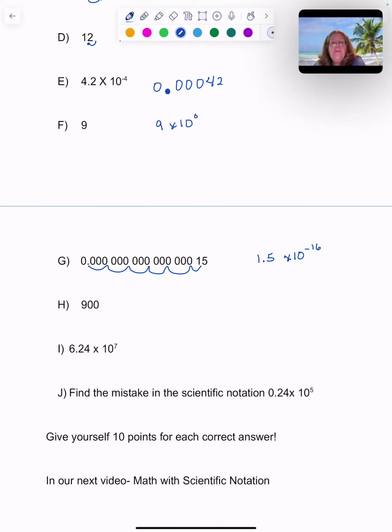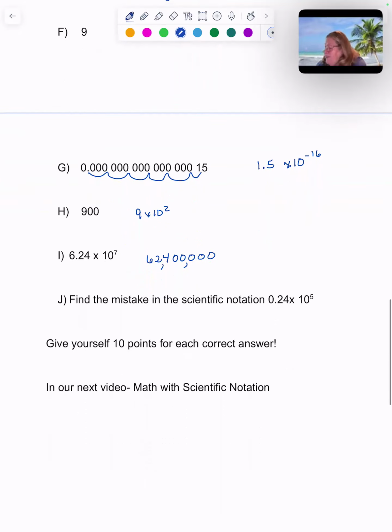You could see where if you're going to put this number in the calculator, it would be really difficult to make sure you had all those zeros. 9 times 10 to the second power, because it's greater than 1. Here I've moved it 2, 3, 4, 5, 6, 7, and put in our commas to make our number neat. And number J, find the mistake here.